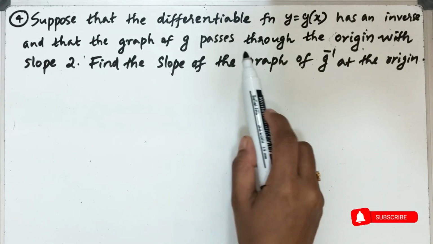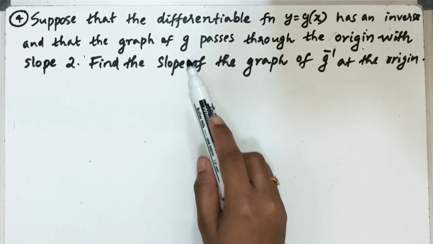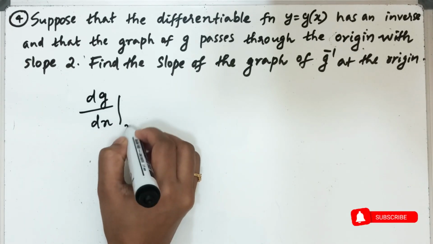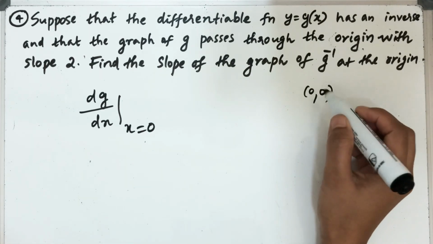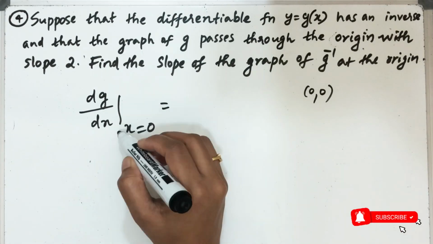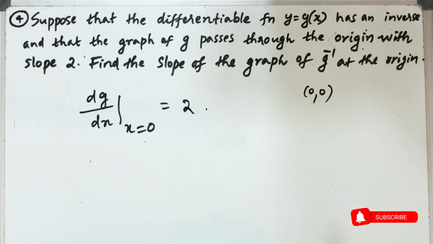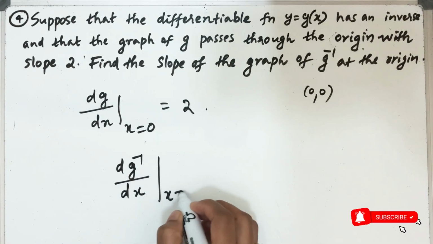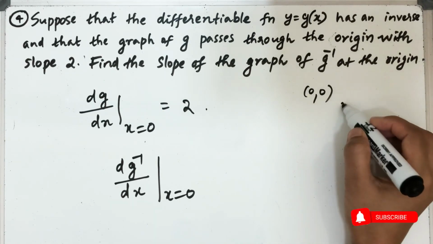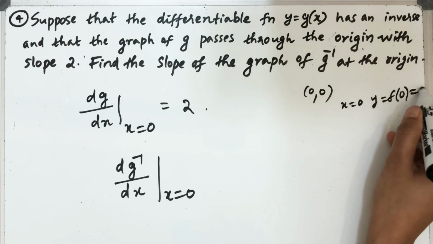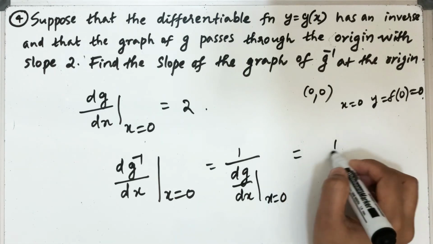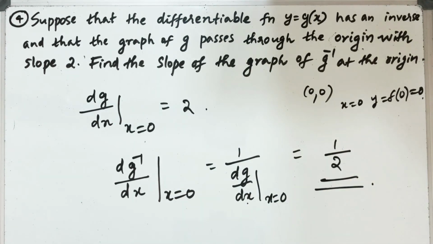Next, a similar question. Suppose that the differentiable function y equal to g of x has an inverse and that the graph of g passes through the origin with a slope 2. So given dg by dx at x equal to 0. It passes through the origin means the point is (0, 0). Here the slope of g is 2, that is dg by dx at the origin is 2. We have to find the slope of the graph of g inverse. So we have to find dg inverse by dx at the origin, that is at x equal to 0. It passes through the origin means at x equal to 0, y equal to g of 0 is equal to 0. So it is 1 by dg by dx at x equal to 0, which is 1 by 2. So we can say the slope of g inverse at x equal to 0 is 1 by 2.